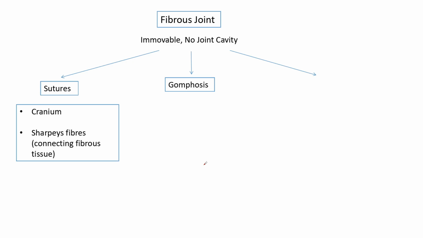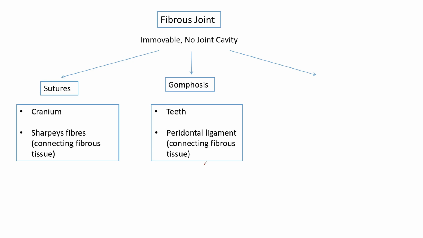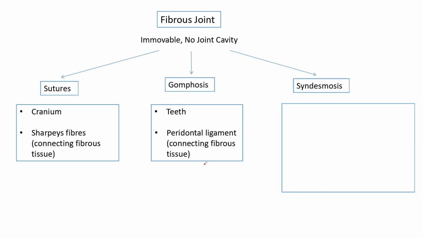The second type is gomphosis. It is seen in the teeth, and the connecting fibrous tissue is called periodontal ligament. The third type is syndesmosis.